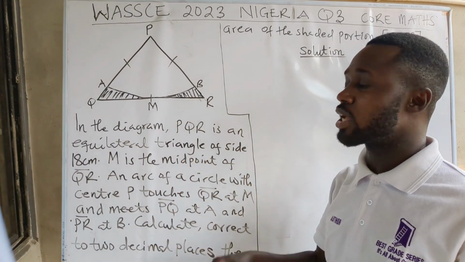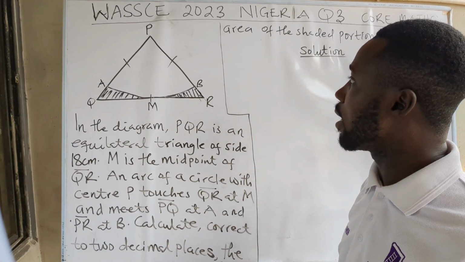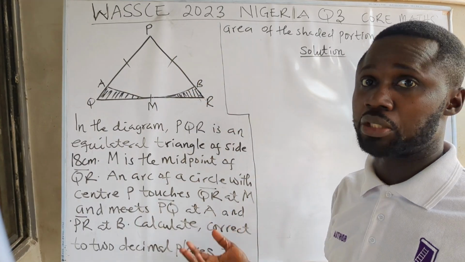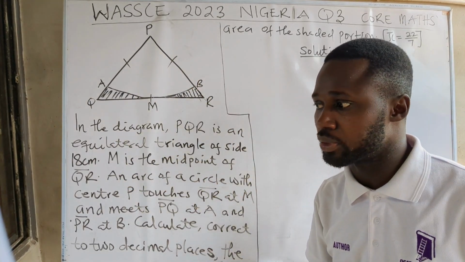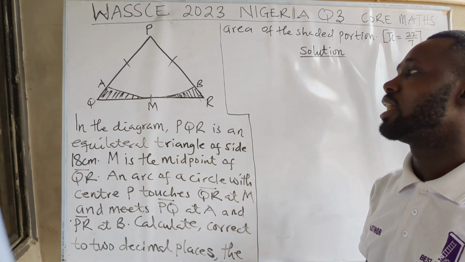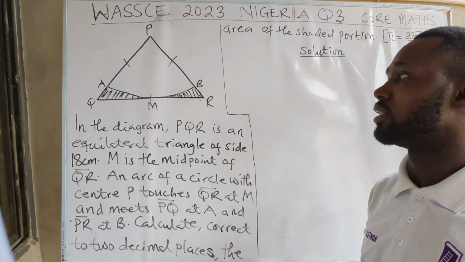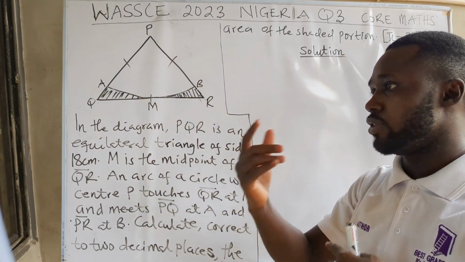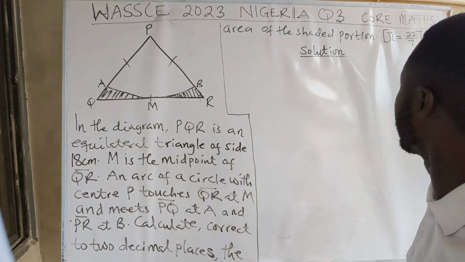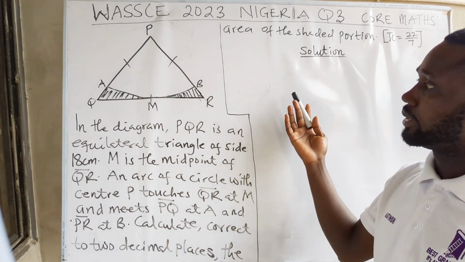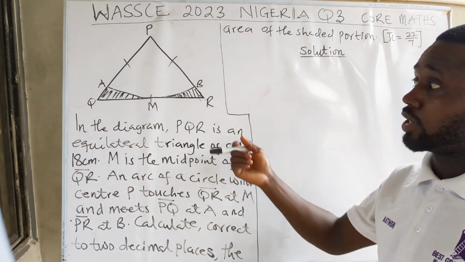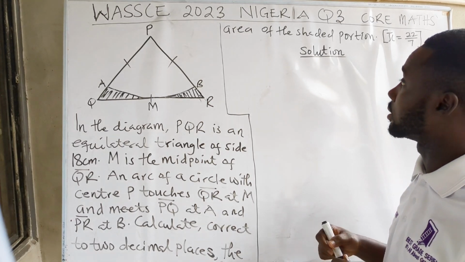So 1, we are going to calculate the area of the triangle. 2, we are going to calculate the area of the sector, and then we subtract to get the area of the shaded portion. It looks so simple. So now let's go to the area of the triangle first, and then when we are done, we come to the area of the sector, we subtract, and get the area of the shaded portion. Alright, so let's draw our triangle so that we calculate its area.